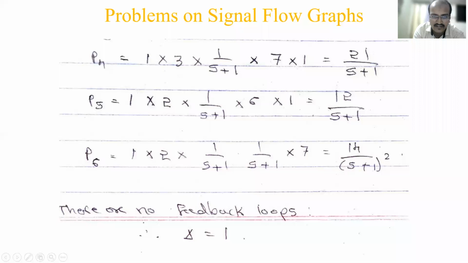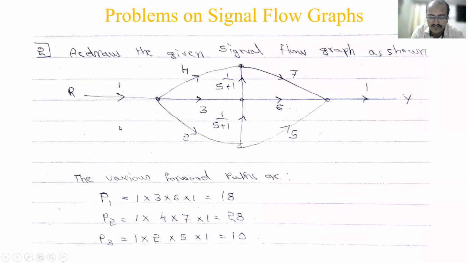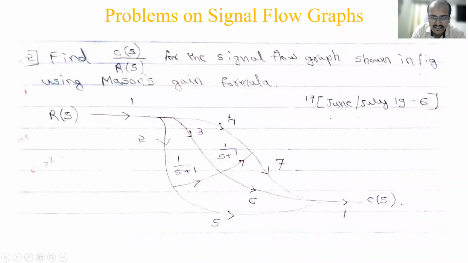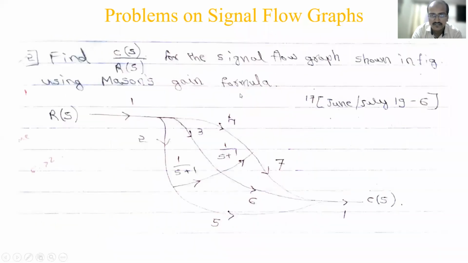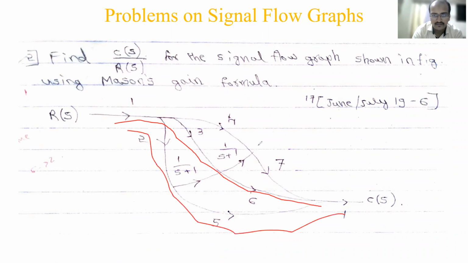To make the paths easier to see, I have rewritten R of S to C of S. It is there in the shape, so it is just made straight. No changes, just rearranging the flow graph. So 1, 3, 6, 1. This is one path. Then the bottom one, another path, 1, 2, 5, 1. Next 1, 4, 7, 1. These are the straight 3 paths.